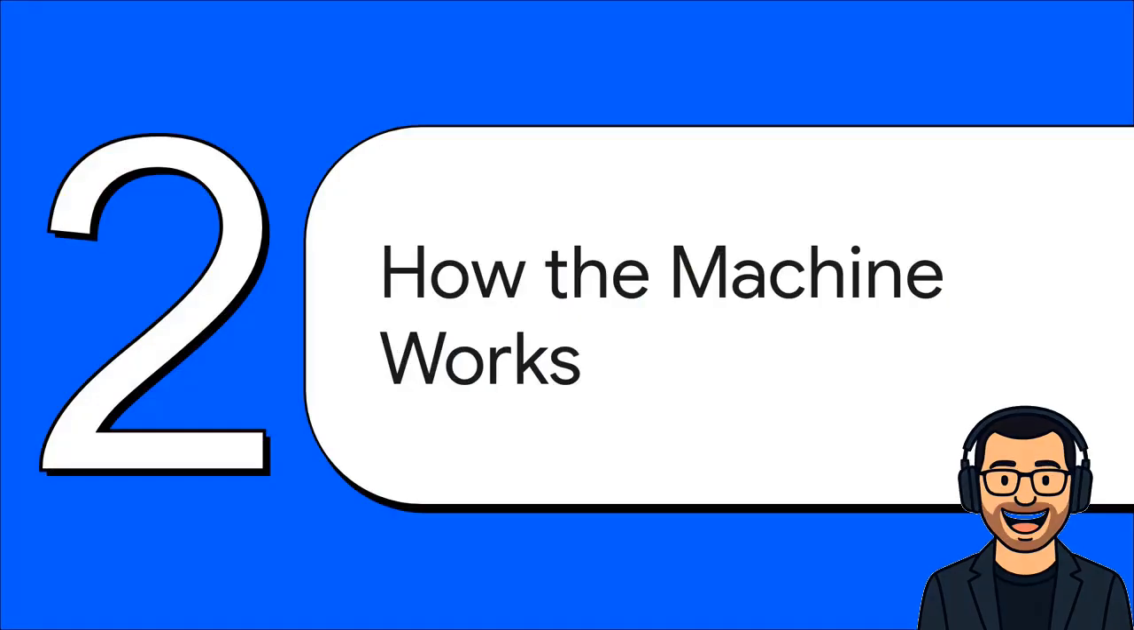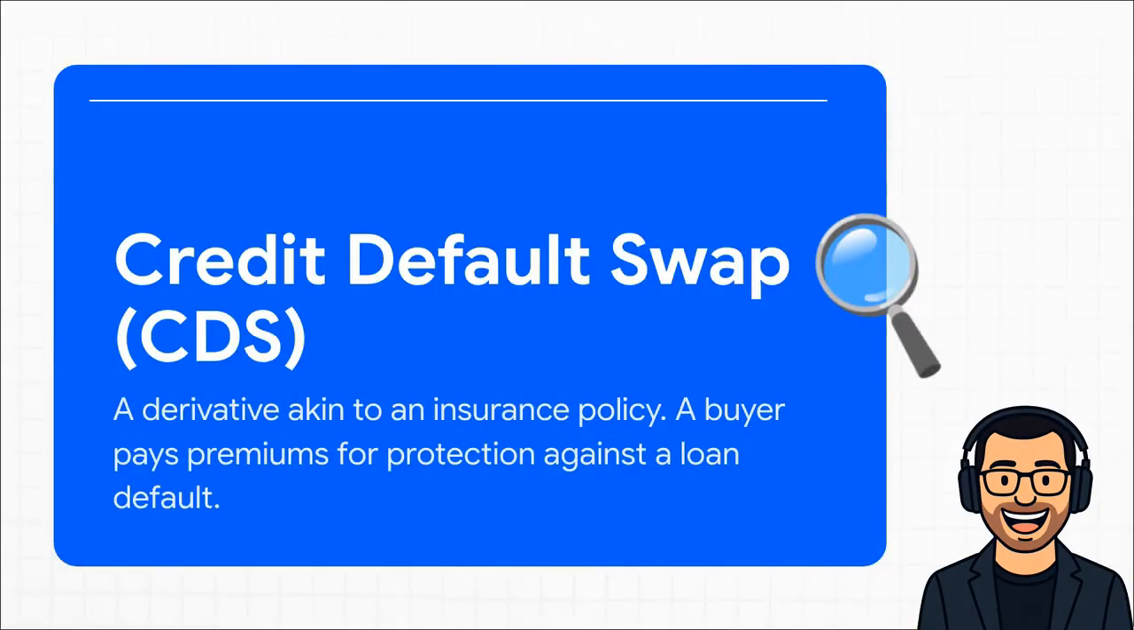So how is this synthetic machine actually put together? Where does it all start? Well, it all kicks off with one fundamental component, a powerful, but actually surprisingly simple piece of financial engineering. Let's talk about the credit default swap, the CDS.